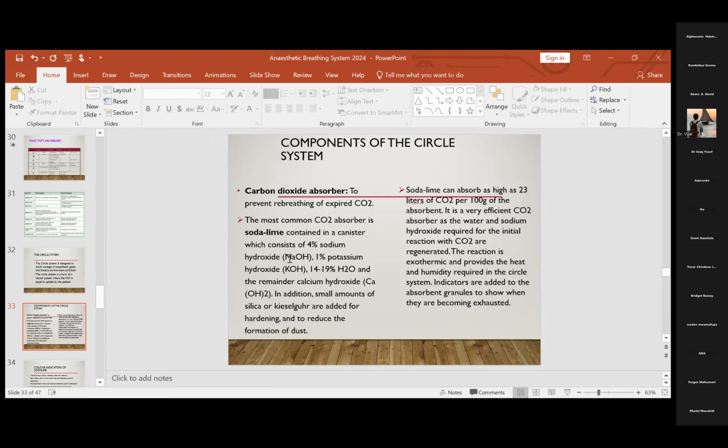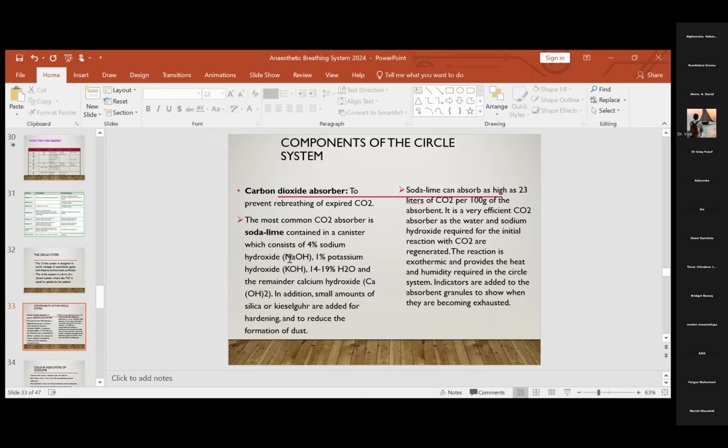All right, and it's a chemical reaction: carbon dioxide reacting with calcium hydroxide. All right, it's a reversible reaction. The water and sodium hydroxide that are required for the initial reaction of carbon dioxide are regenerated. I used to draw this chemical reaction when I'm teaching medical students. It shows it's a reversible reaction. What is required for the initial reaction is regenerated at the end of the reaction.